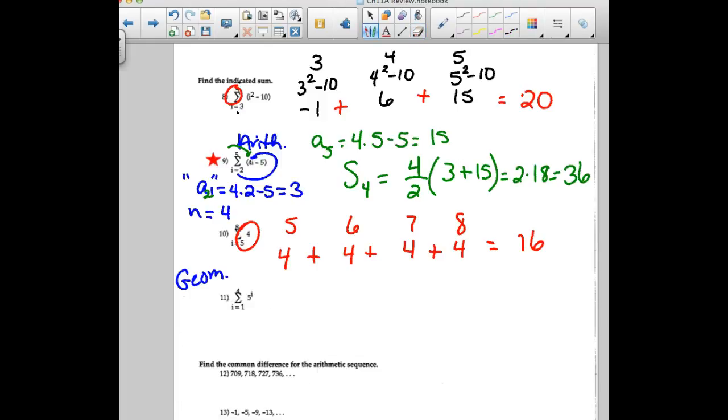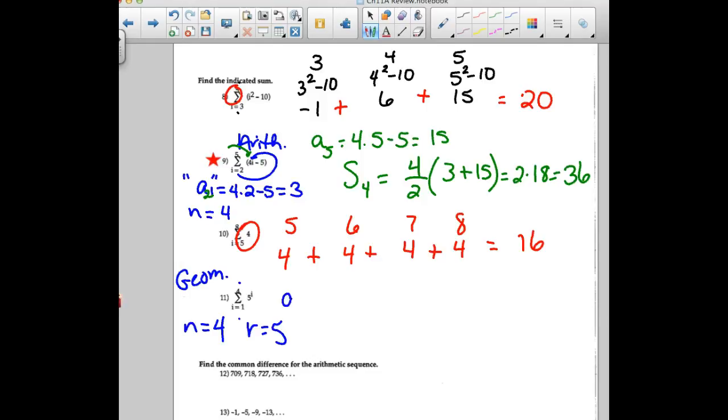All right, it says we are starting with a 1 and stopping with a 4. So if we think about what our n value should be, we have terms 1, 2, 3, and 4. So n, we are summing 4 terms. Our r value is what is being raised to the power, which in this case is a 5. We're going to keep multiplying by 5s each time.